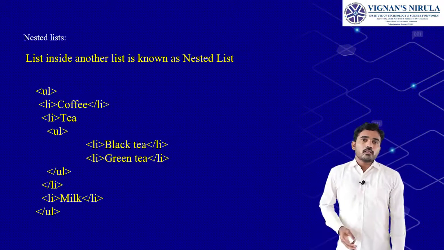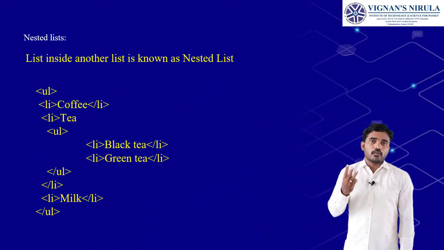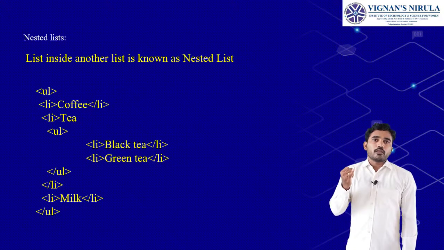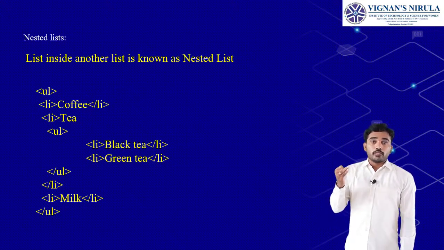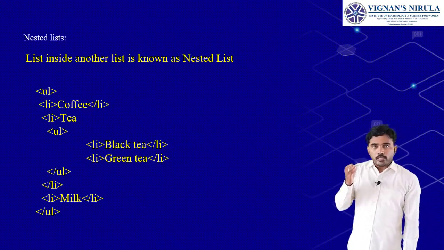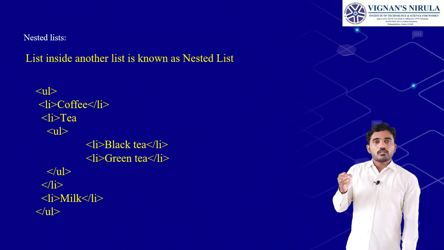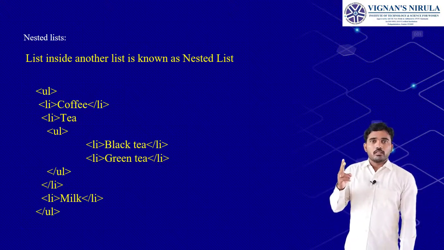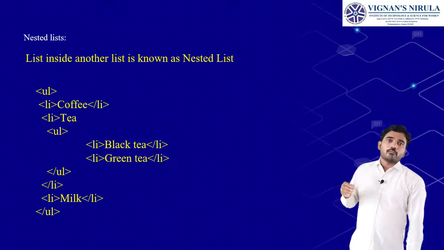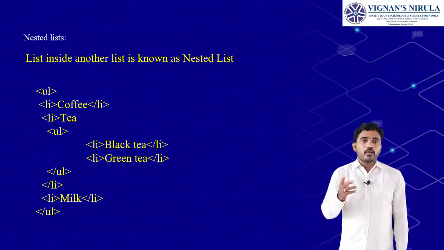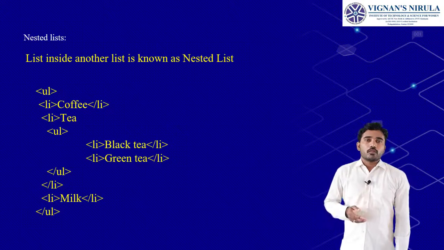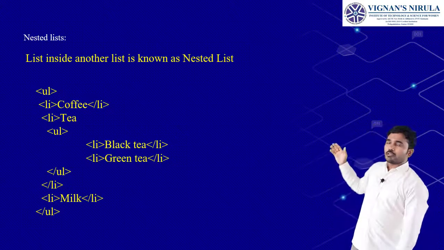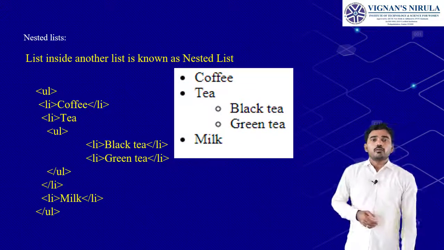So here actually three major list items are there. The first one is coffee, and the second one is tea. Within the tea is actually a list. Within that tea list I have used two sublist items, that is black tea and green tea, and the third item I have used is milk. So how you are going to get the output is nothing but in this way you are going to get the output. Thank you.